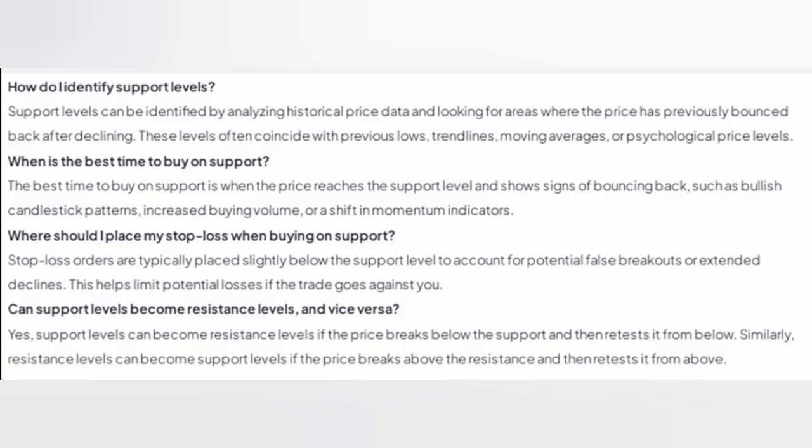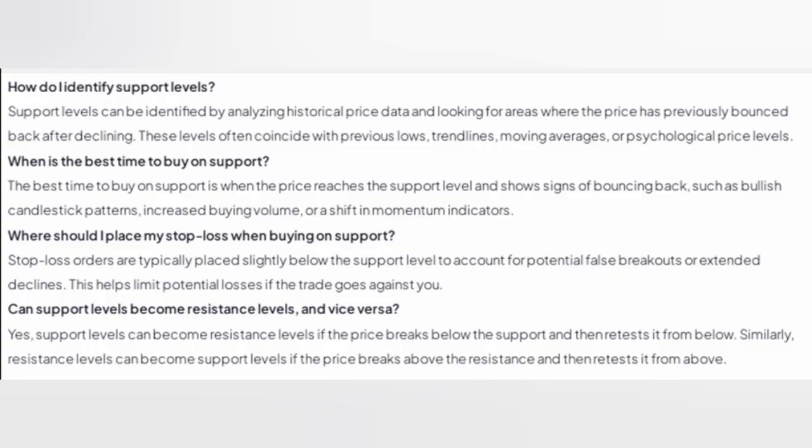How can support and resistance levels be practically applied in trading? Identifying these levels is instrumental in effective risk management, guiding traders in placing stop-loss and take-profit orders. Additionally, support and resistance lines serve as valuable guides for determining entry and exit points, and enhancing trading decisions.